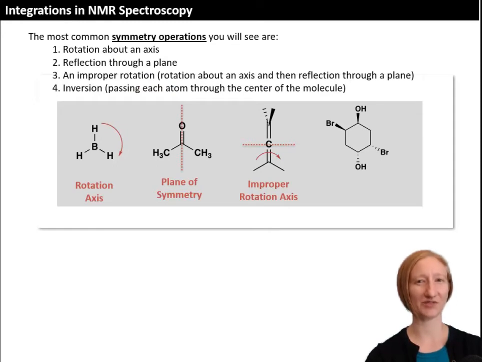Finally, the 4th symmetry operation is inversion. The corresponding symmetry element is an inversion center. And inversion is where we pass each atom through the center of the molecule to the other side. So the up OH group passes through the center and becomes a down OH group. A down bromine group passes through the center and becomes an up bromine on the opposite carbon.